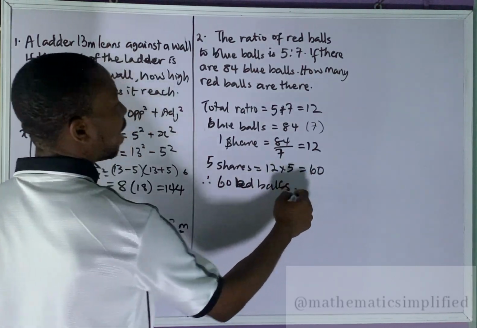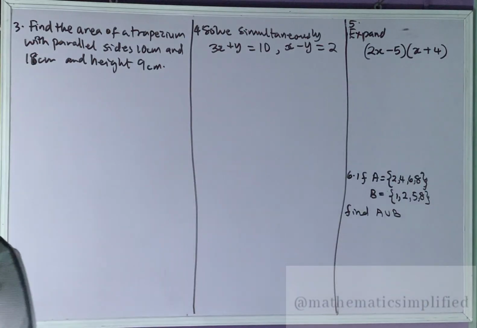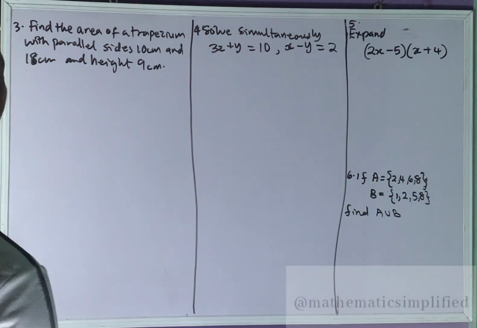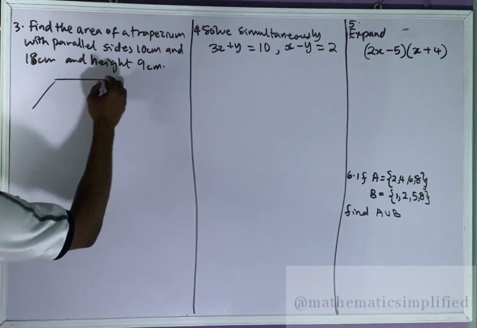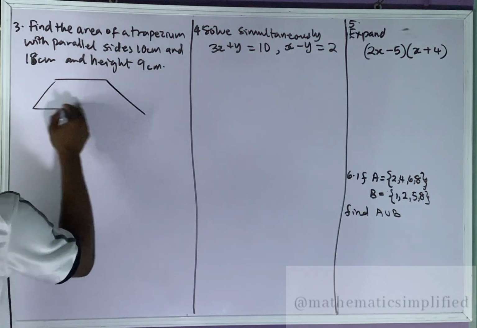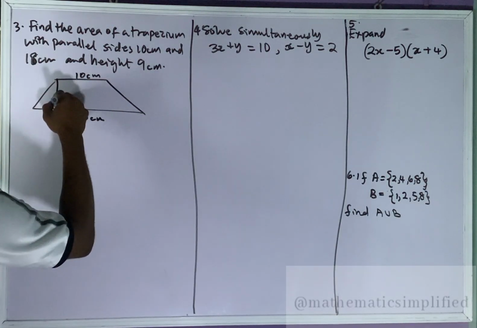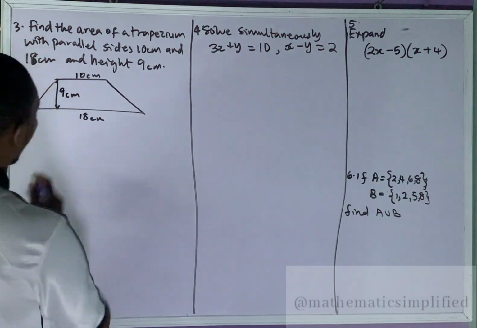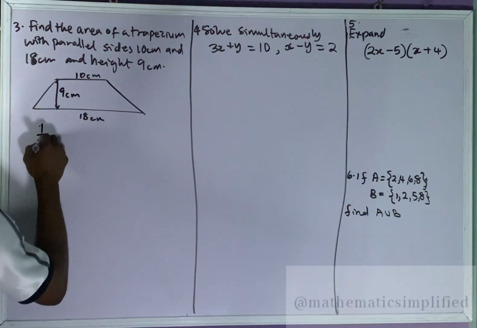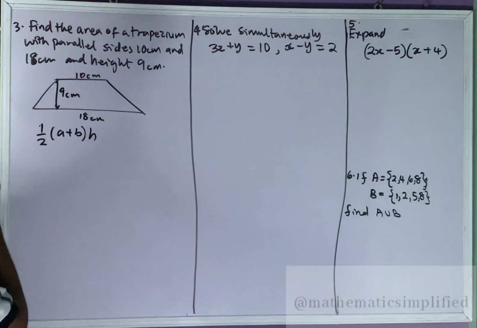Okay, the area of a trapezium with parallel sides 10 cm and 18 cm and height 9 cm. Okay, so for our trapezium, this is 10 cm, 18 cm, and the height is 9 cm. Now, for us to find the area of the trapezium, we have a formula as half (A plus B) H. Okay, that's the formula for finding the area of a trapezium.